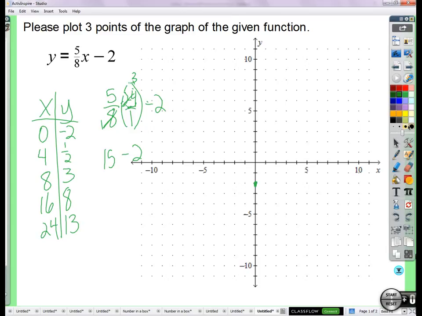We start to notice this pattern that we call the slope of the graph, because it happens for this kind of a function to be a line. We have (0, -2), we have (8, 3).